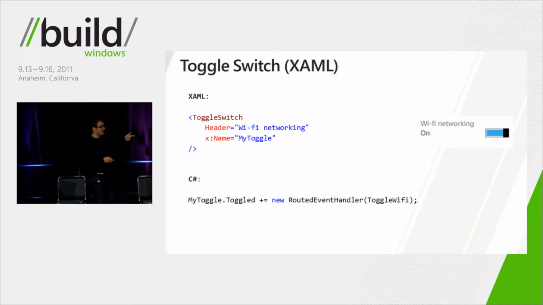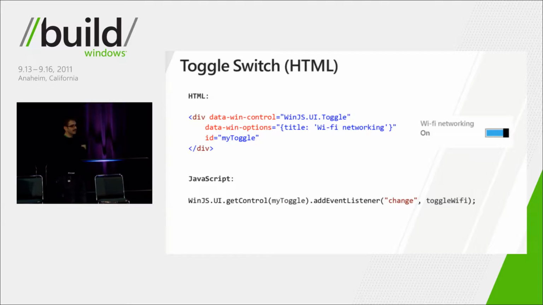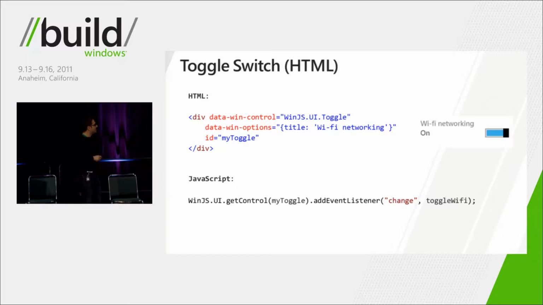Let's look at the HTML version of the same control, which is one of the parts of the Windows library for JavaScript, WinJS. Here's how that same exact thing works there for those of you who want to do HTML. That first line is how you declare the control you want to use. So you say div data-win-control equals WinJS.UI.ToggleSwitch, whatever the namespace is of the control you want to invoke. Then that second line is how you pass your parameters. You do the data-win-options, title, colon, Wi-Fi networking. That's just a JavaScript object, just a piece of JSON there. And use the standard HTML mechanism to define a unique identifier on this element, id equals myToggle. So it's a standard thing you do in HTML.